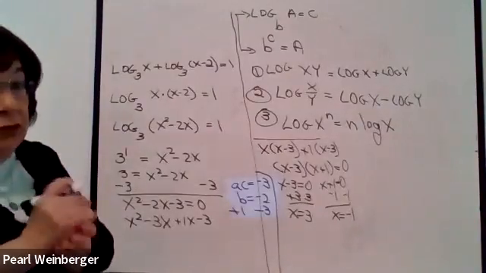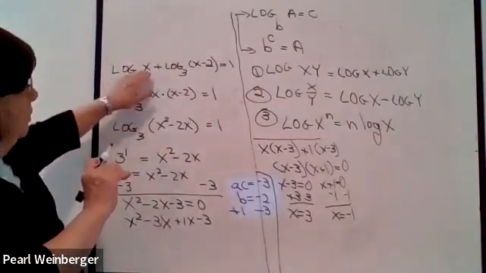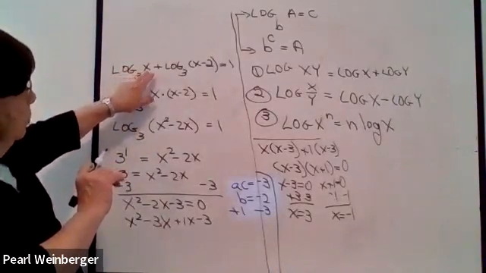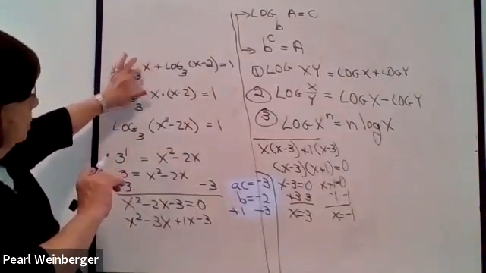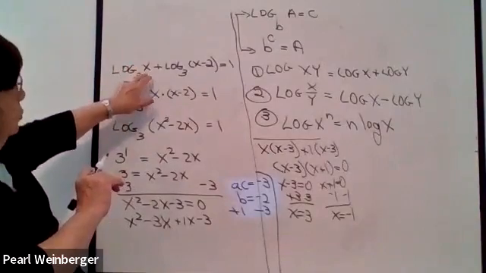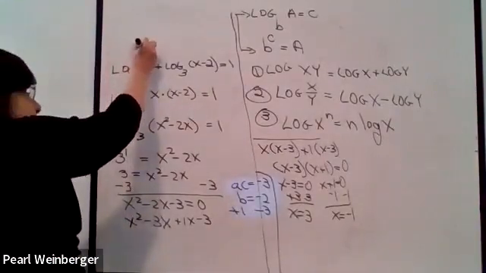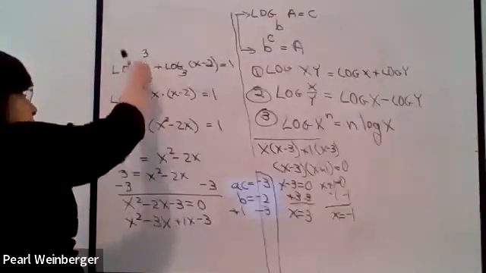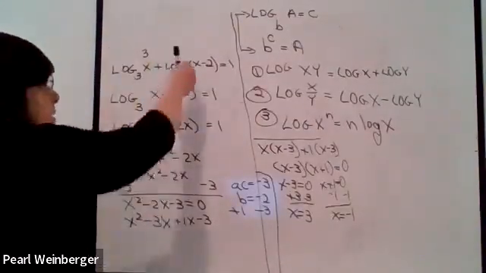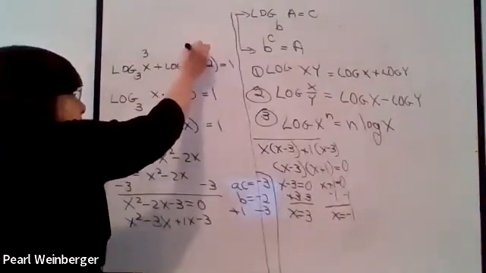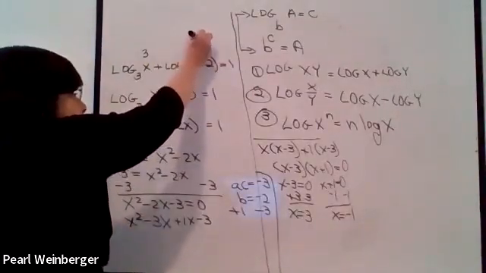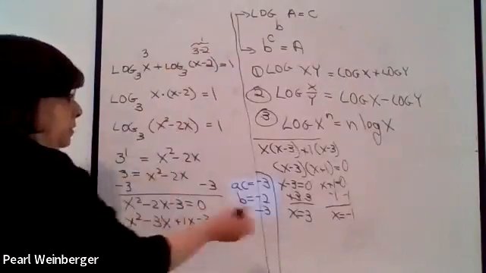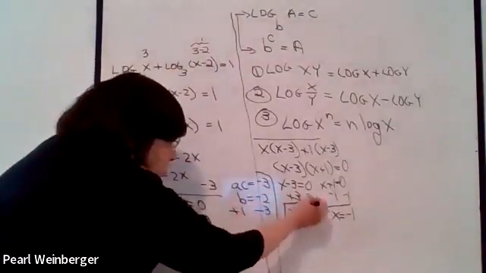Remember, I can only use an answer if the number next to the word log is positive. So when x is 3, this is okay. So the log base 3 of 3, this is positive. And when this is 3, this is 3 minus 2, which gives me 1, which is also positive. So 3 is a good answer.